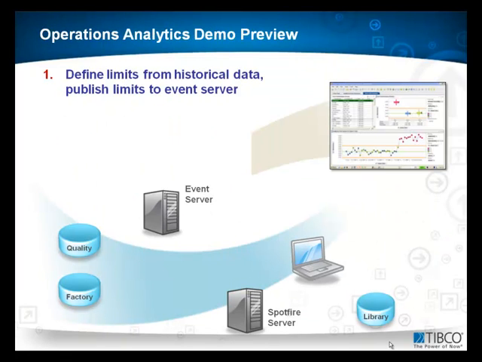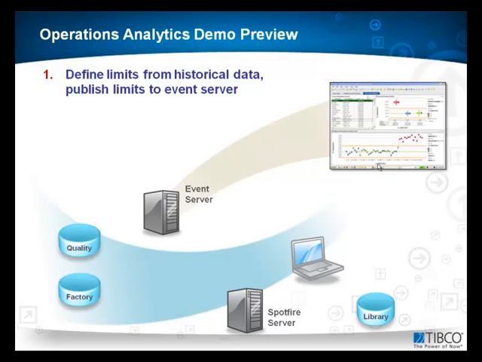Now here's the scenario that we're going to walk through in the demonstration. First of all, we intend to monitor some real-time data. Let's call it the quality data in this situation. So what we're going to do is extract some quality information from a database into the Spotfire client. From there, we'll use some tools that are built into Operations Analytics to calculate the process windows for the data that we intend to monitor. We'll publish those process windows out to the event server via web service and also into a database of record for future use.